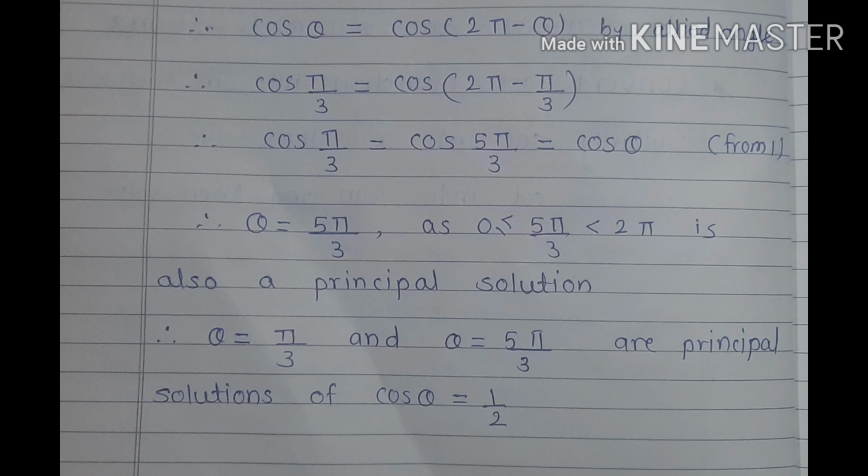Therefore, cos of pi by 3 is equal to, it's 3 into 2 pi, 6 pi minus pi, 5 pi by 3. Cos of pi by 3 is equal to cos of 5 pi by 3 is equal to cos theta from equation 1. Therefore, we can take theta is equal to 5 pi upon 3. Again, 0 is less than or equal to 5 pi upon 3 less than 2 pi is also a principal solution. Therefore, theta is equal to pi by 3 and theta is equal to 5 pi by 3 are principal solutions of cos theta is equal to half.